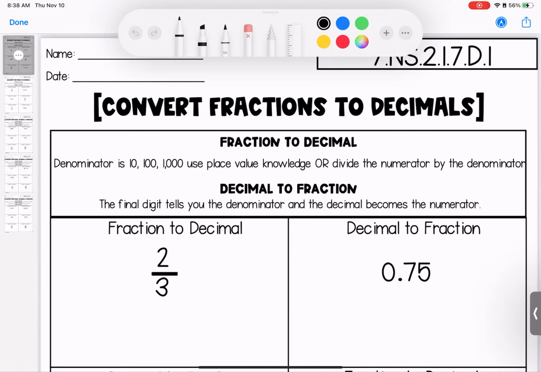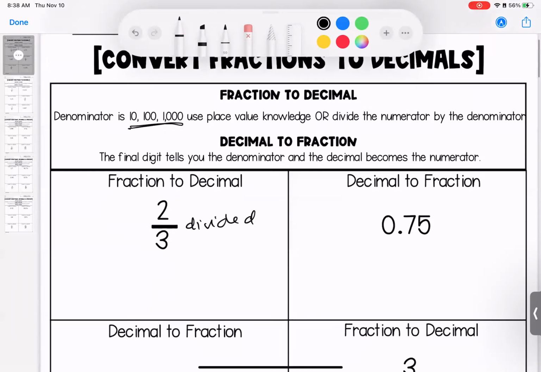So let's dive in. Our first two pages are just getting us back on track between fractions and decimals, decimals and fractions. A few reminders up top: if our denominator is a 10, 100, or 1,000, we're using our place value knowledge. That is our goal. And if it is not, then we need to divide the numerator by the denominator. Remember, we could think of this as 2 divided by 3. Okay, I'm going to go through and plop in the answers, but if you have any questions on specific ones that you would like to see all the way through, go ahead and let me know.